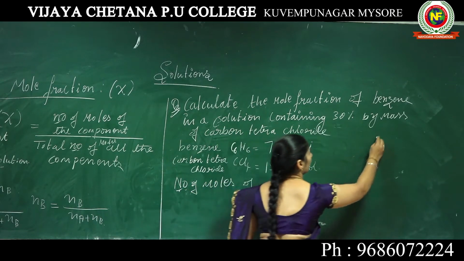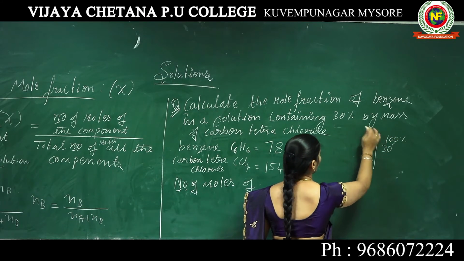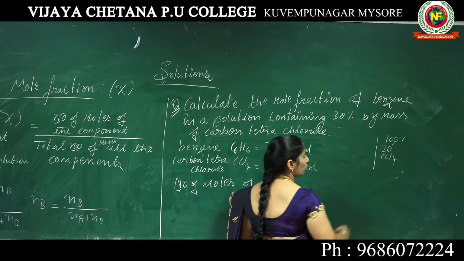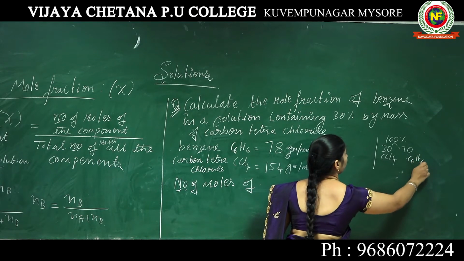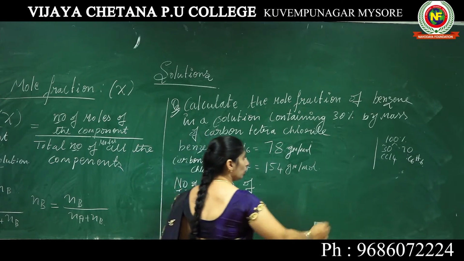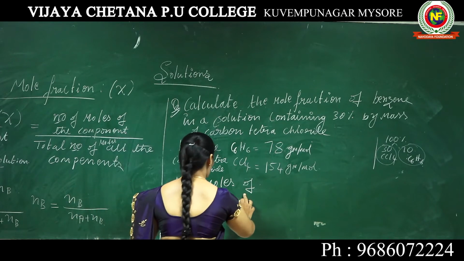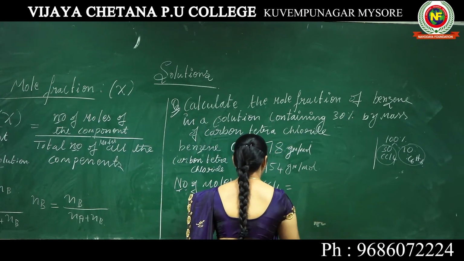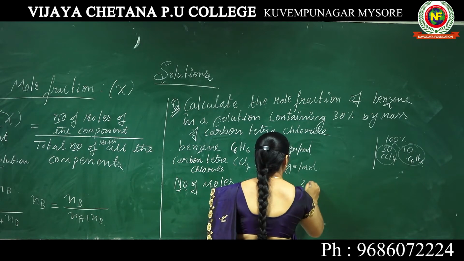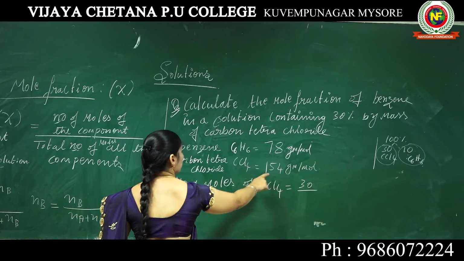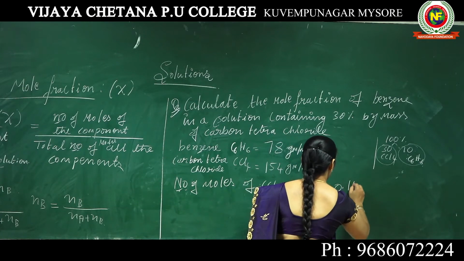Here, if you take 100%, 30% is carbon tetrachloride, and the left 70 consists of benzene. Got it? So first we have to find out the number of moles of CCl4. Here the CCl4 has weight 30, by its molecular mass 154. So you get 0.195.